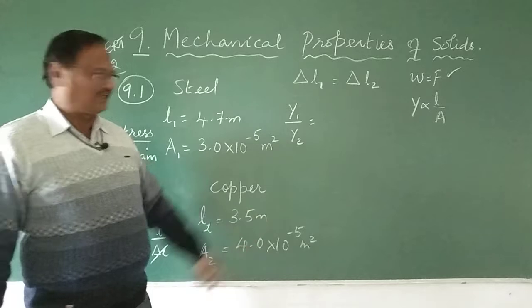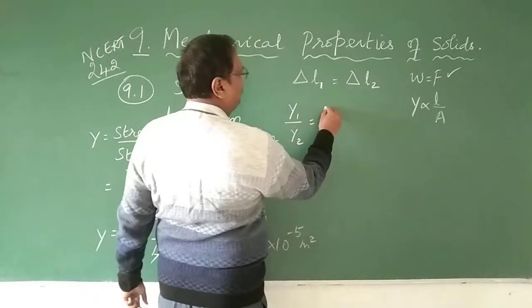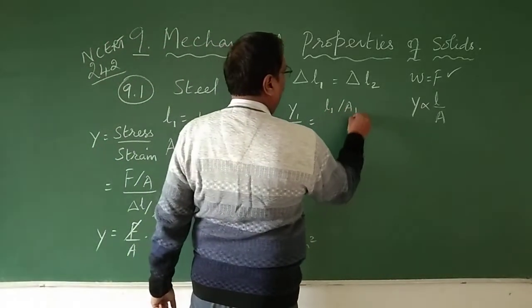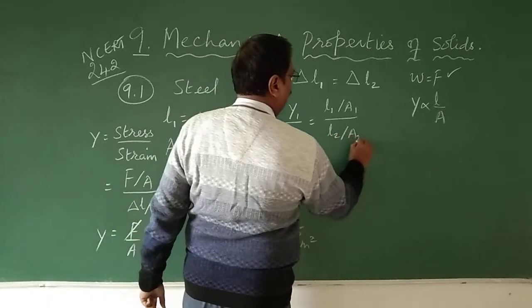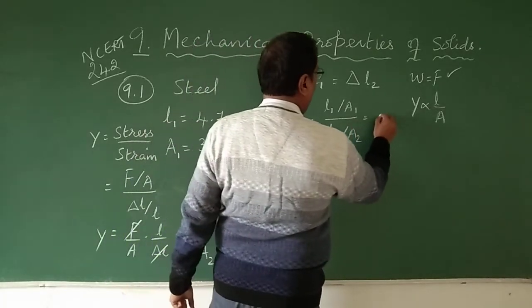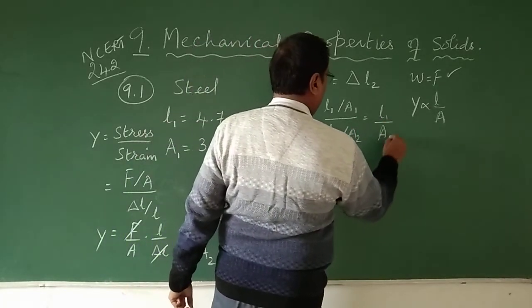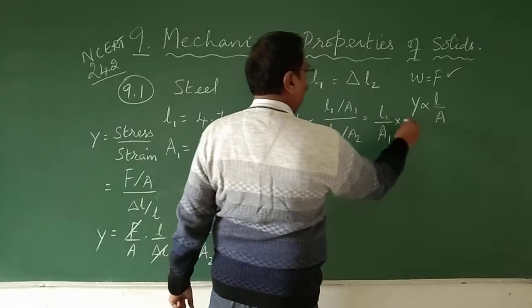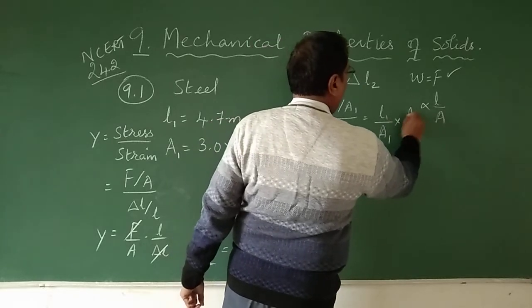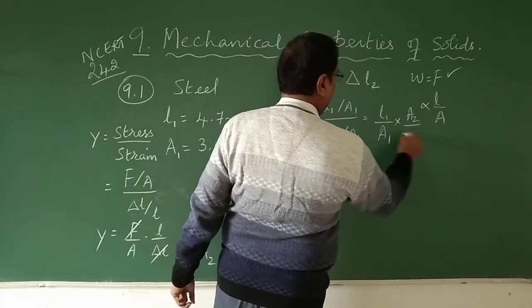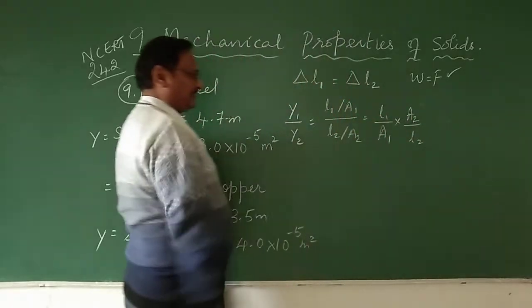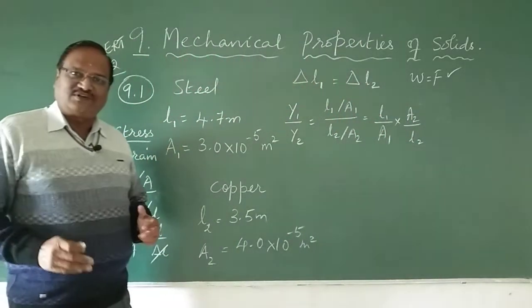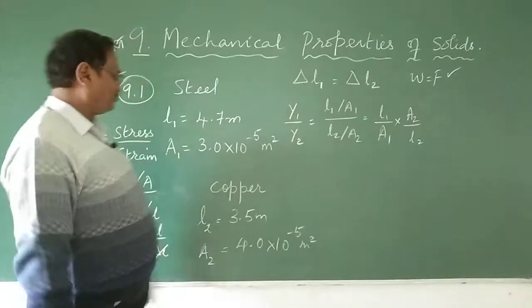So Y1 will be L1 upon A1 divided by Y2 which is L2 upon A2, which is equal to L1 upon A1 multiplied by A2 upon L2. Okay, this is Young's modulus. Already we have taken it. Now let us substitute the values.